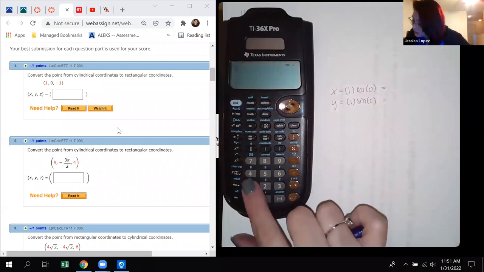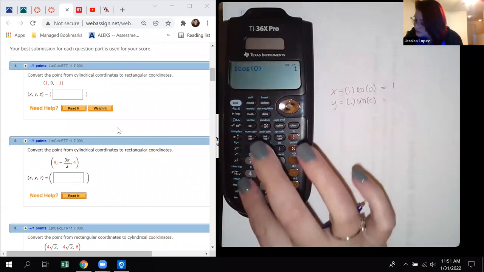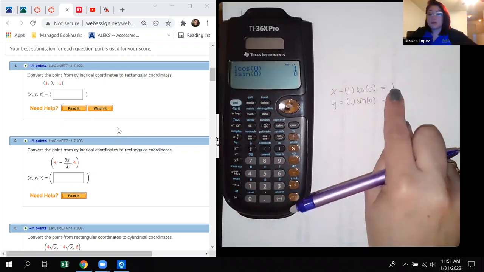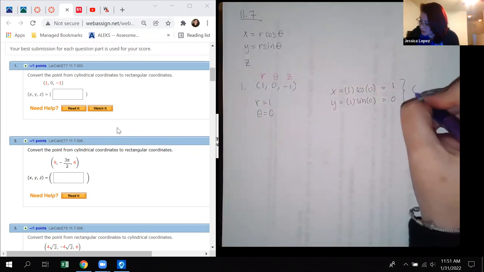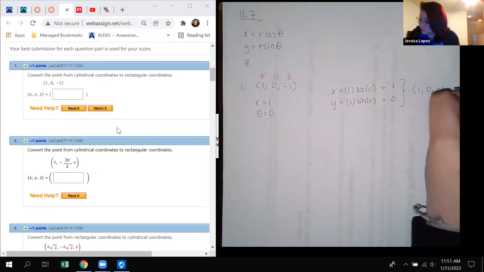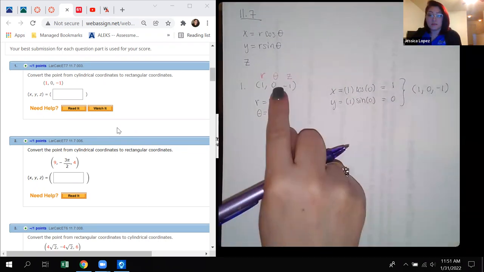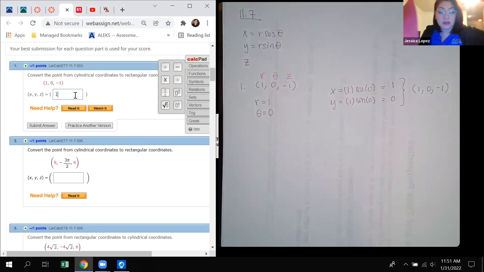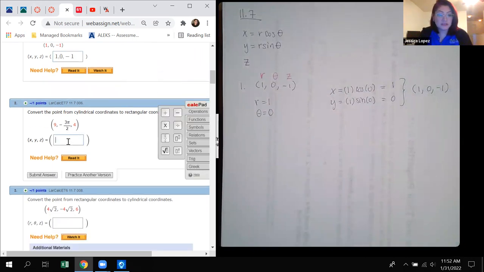So I'm going to type in 1 cosine of 0 since I'm in radian mode and I get 1, 1 sine of 0 and I get 0. So I know the x coordinate is 1, the y coordinate is 0, and we know that the z coordinate stays z. So this would be 1, 0, -1. It just so happens coincidentally that it's the same thing, okay? So when I come in here, I'm literally going to type 1, 0, -1, okay?